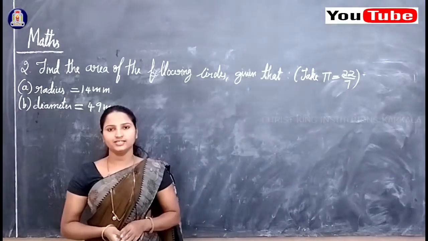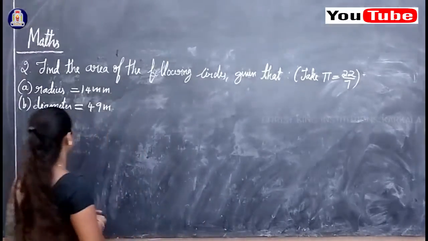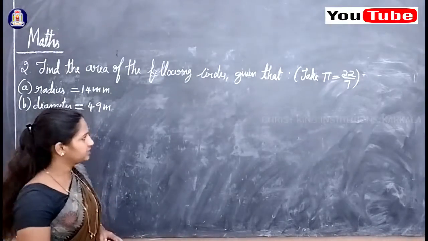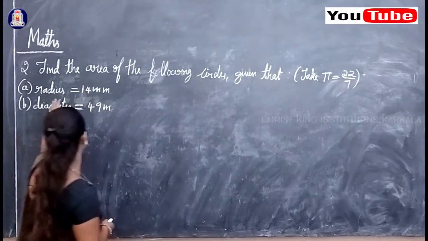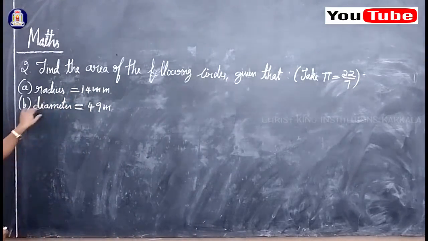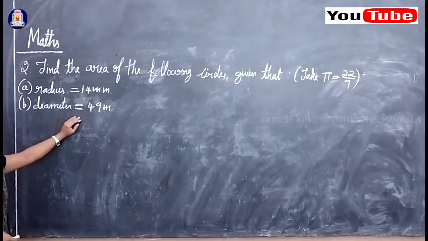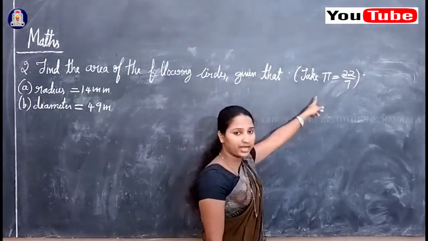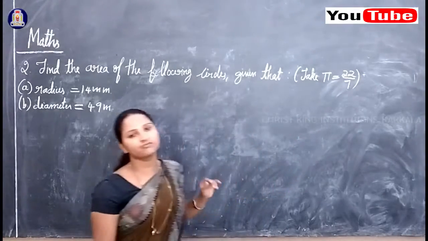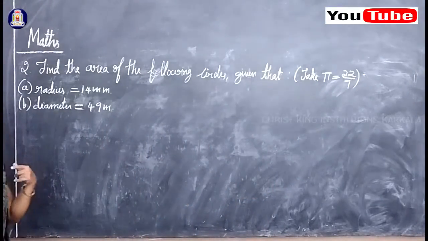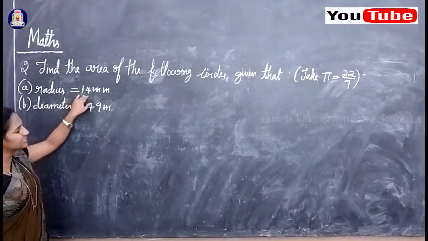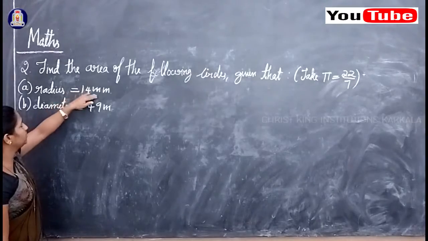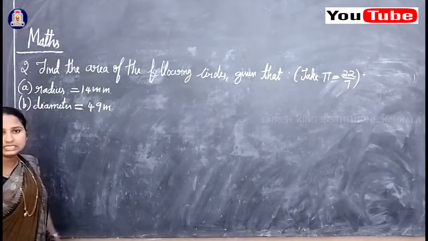Clear? Okay. The second question says, find the area of the following circles given that radius is equal to 14 millimeter and diameter is equal to 49 meter. So in this question the pi value is already given in the bracket, 22 by 7. So in place of pi we must write 22 by 7. Clear? So the radius is 14 millimeter. What is the area of the circle?